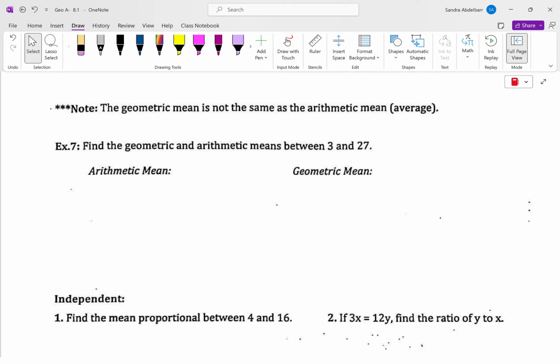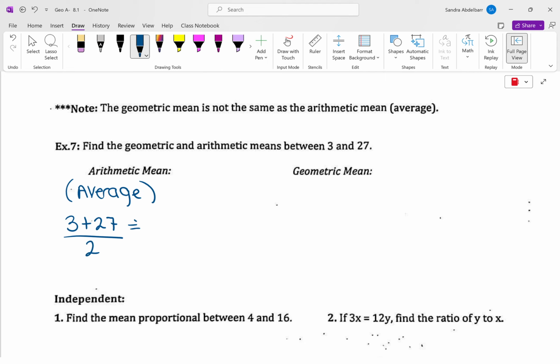The arithmetic mean and a geometric mean are two completely different things. Does anybody remember how to find the arithmetic mean when given a list of numbers? Does anybody know another word for the arithmetic mean? No? All right, another word for it is the average. So how do you take the average of a list of numbers? You add the numbers and then divide by what? By the amount of numbers we have.